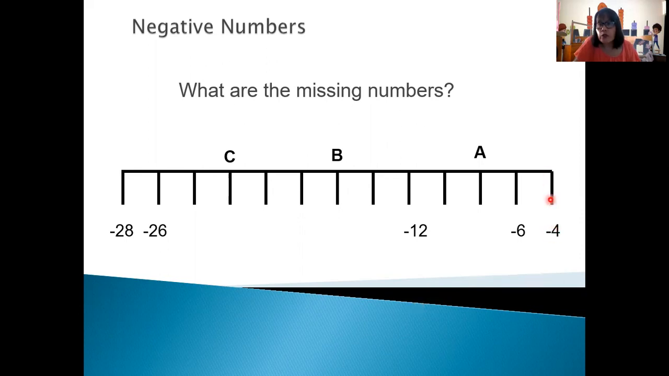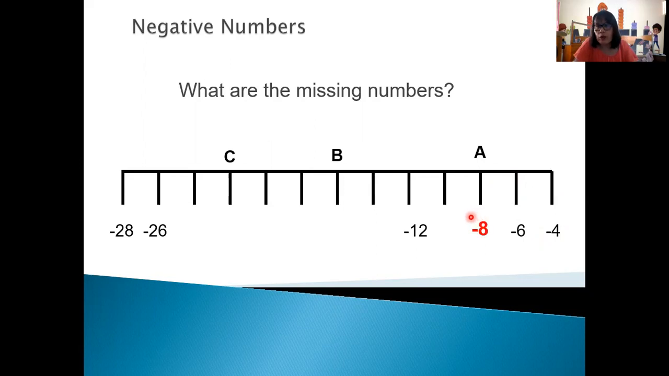So I'm going to start with the greatest, which is -4, -6. And here also, -28, -26. So how did we skip count in this line of the number line? Can you tell me? Yes, it skipped counting in twos. That means to say each line counts 2. So you can see here, -4, -6. So what do you think is A if we are counting in twos? Yes, correct. It is -4, -6, and -8.